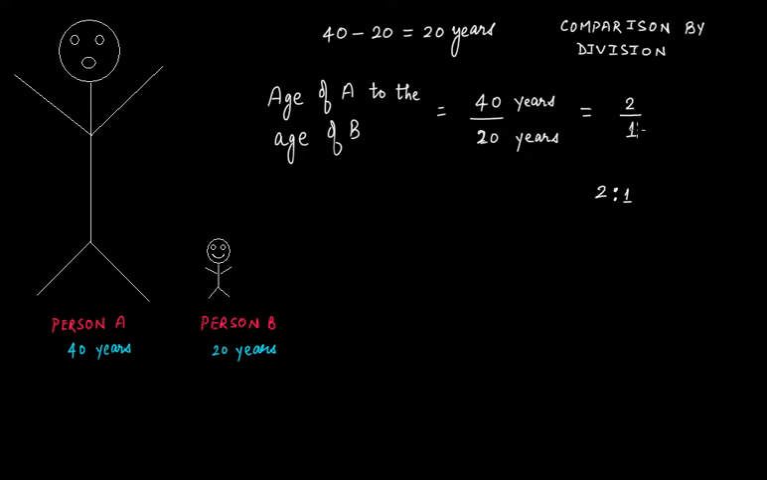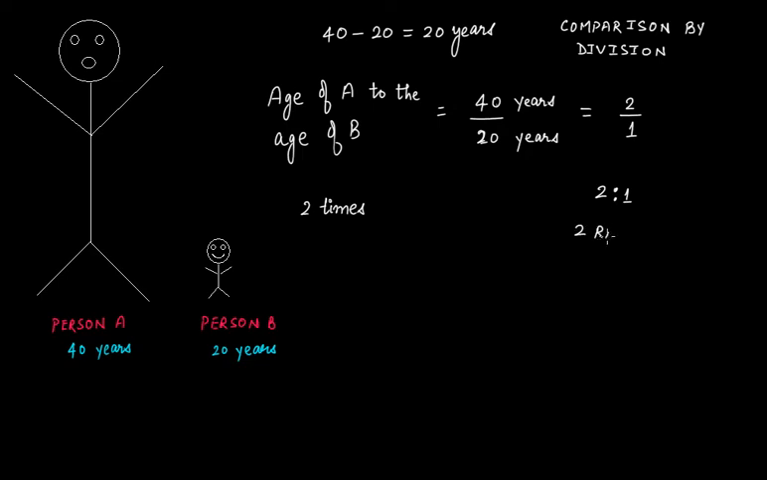Now don't confuse this with a fraction. Of course in a fraction we also use something like this, but here what we are doing exactly is comparing two values, two numbers, 40 over 20. This is telling you the comparison of 40 with 20, 2 with 1. What does it tell us? It tells us that the age of person A is twice the age of person B. It's 2 times, and we say this is 2 ratio 1.